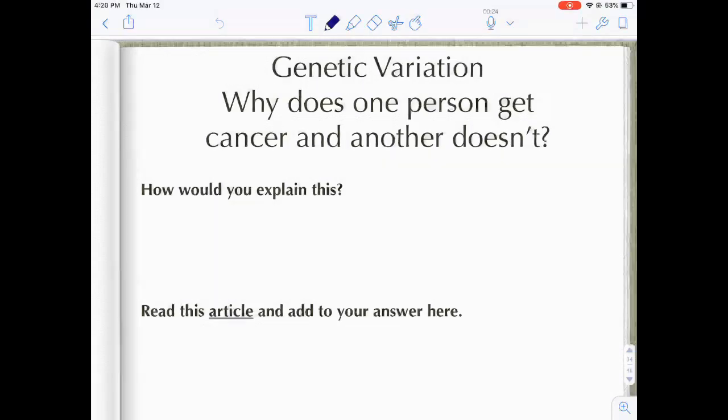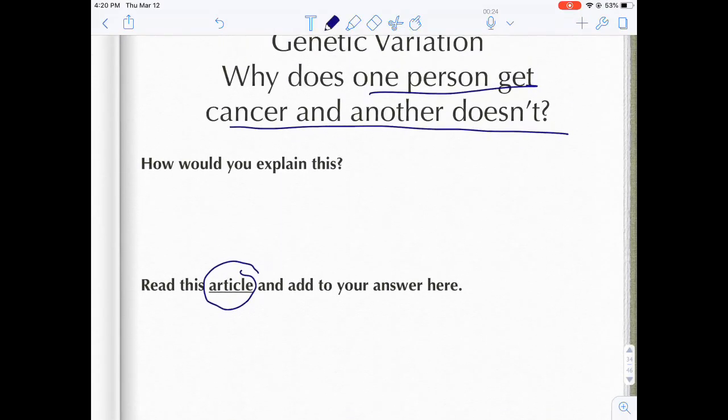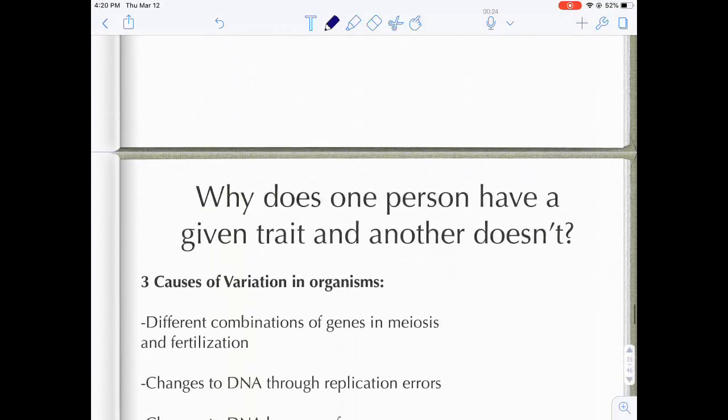Okay, so hopefully before you watch this video, you read the article about cancer. The question was just how would you explain why one person gets cancer and another person doesn't? So you read the article, hopefully you kind of figured out what it was. The reason I wanted you guys to start with that is because what we're really thinking about is how does variation get into our gene pool? Where do the differences between different people come from?